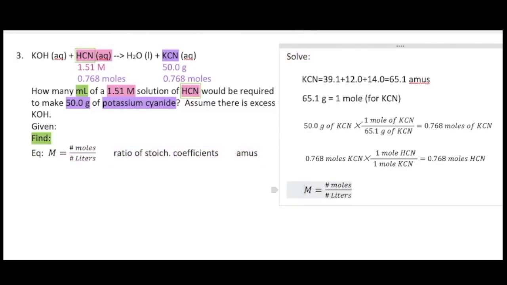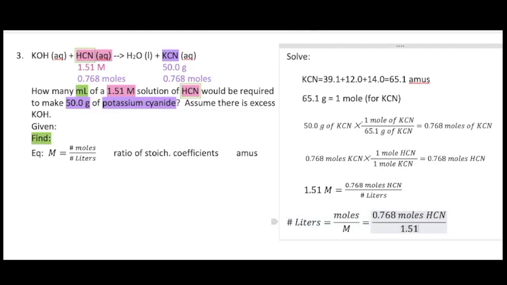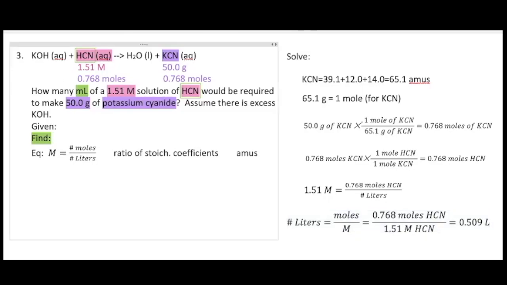We know molarity is number of moles over number of liters. We know our molarity is 1.51, and we know our number of moles is 0.768 moles of HCN, and we want to get our liters of HCN. If we solve for that, what we're going to get as our final answer in liters is 0.509 liters. For our final answer, we do need to convert that into milliliters.